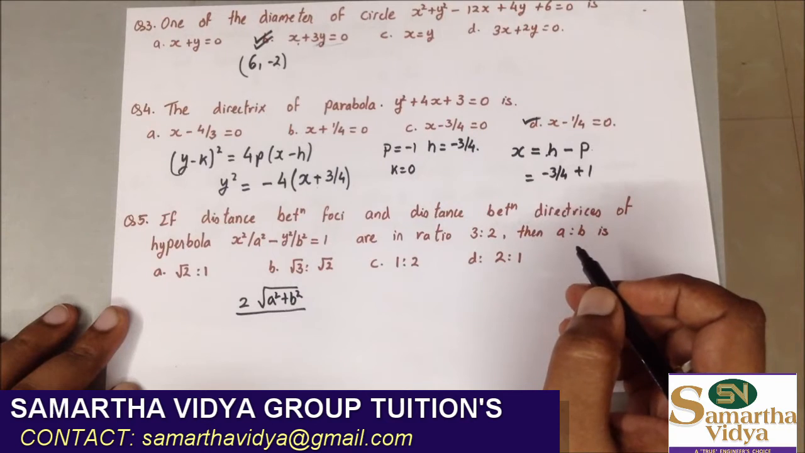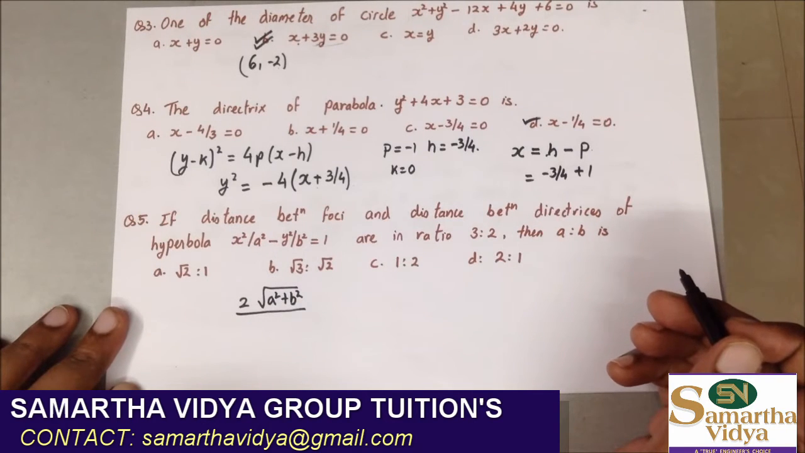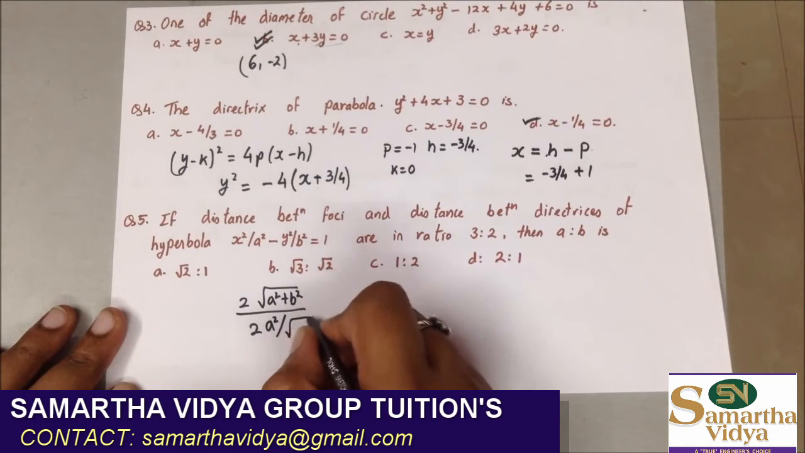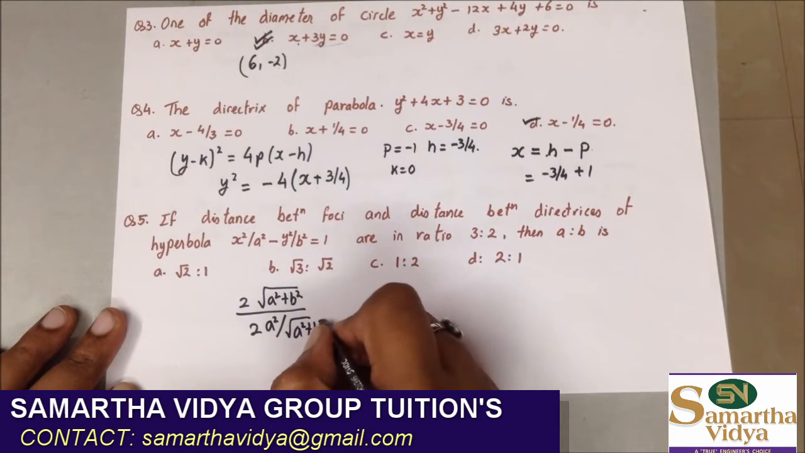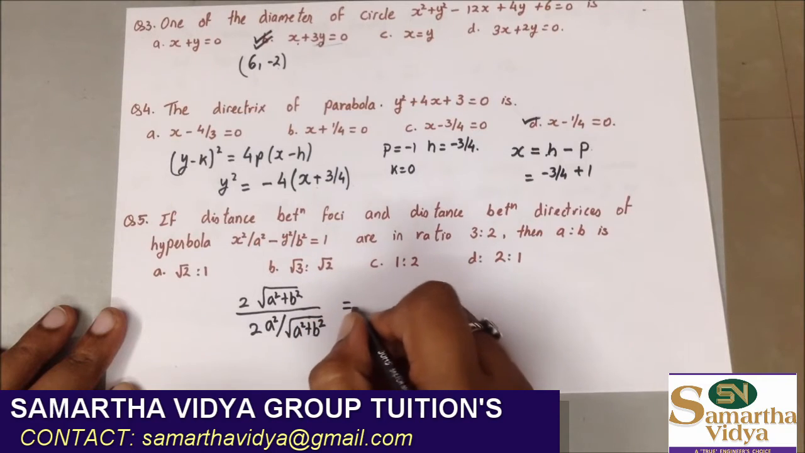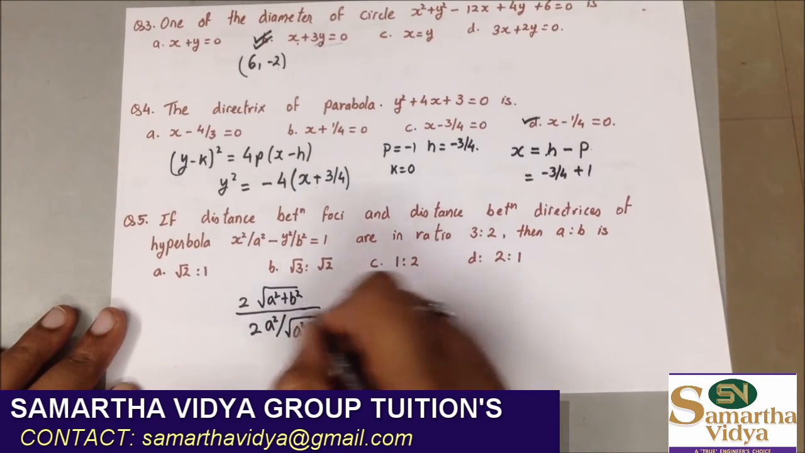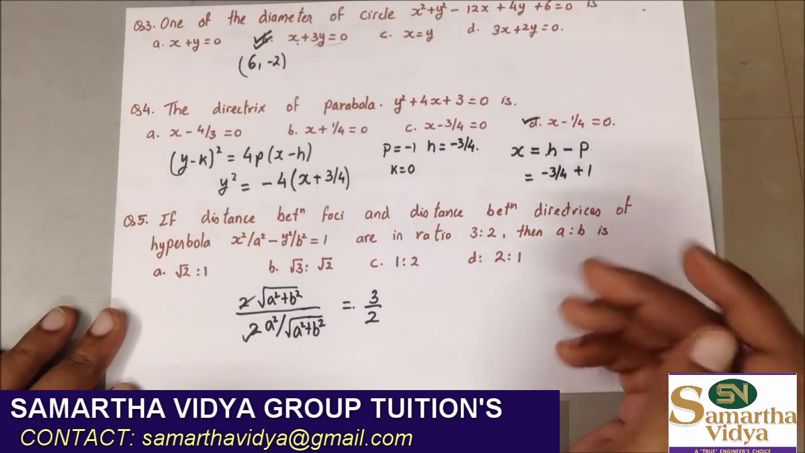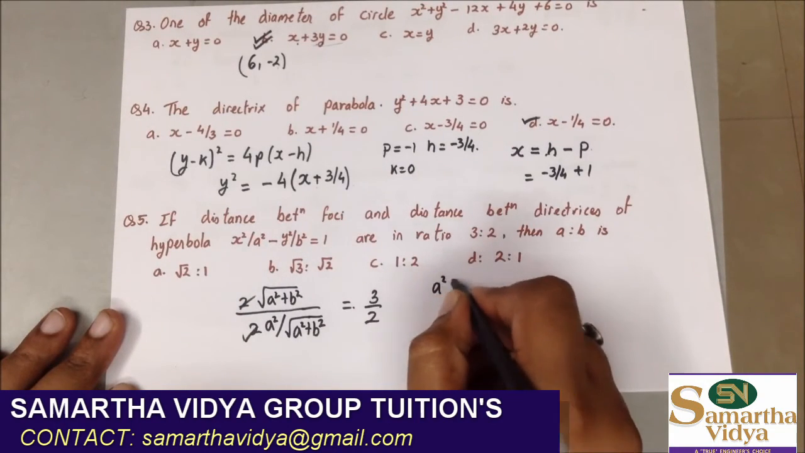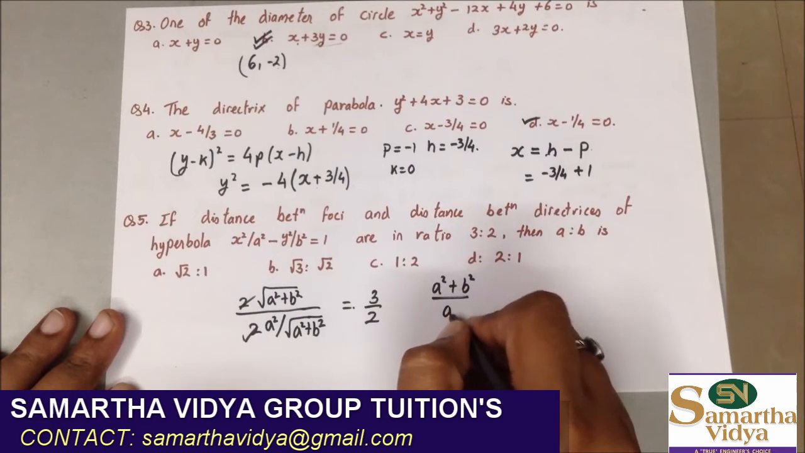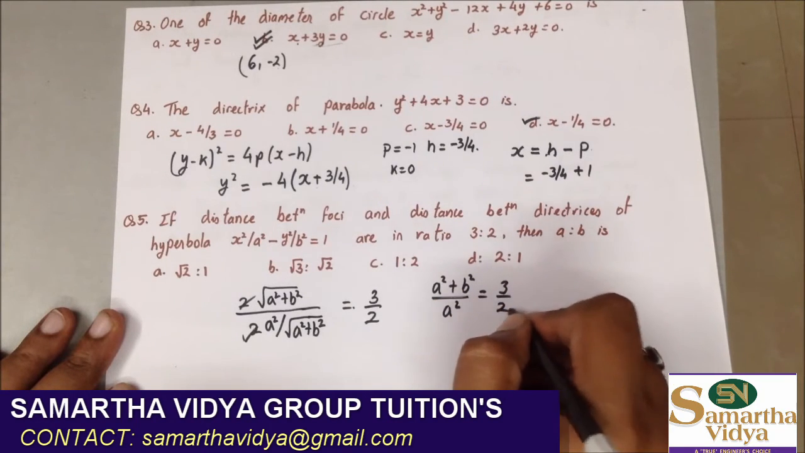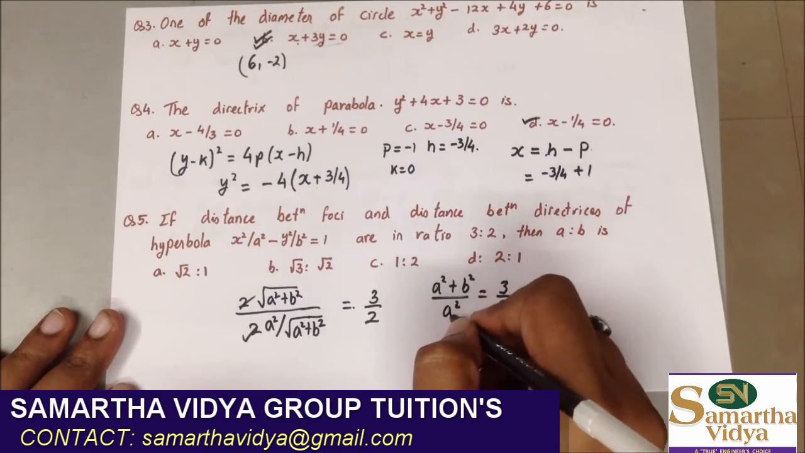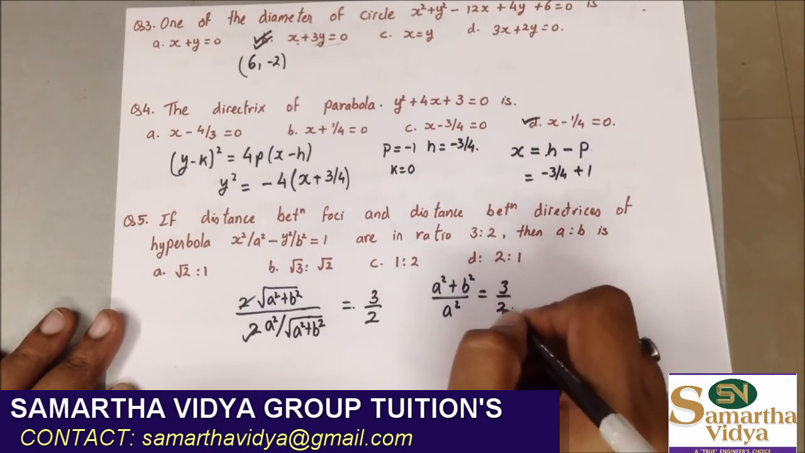And we need to find what is the distance between the directrix. So distance between the directrix is given by 2A square by root of A square plus B square. This thing is equal to 3 by 2. So if we just divide out the 2, we'll be getting this as A square plus B square upon A square is 3 by 2. So this A square upon A square becomes 1, that is 1 plus B square upon A square is equal to 3 by 2.